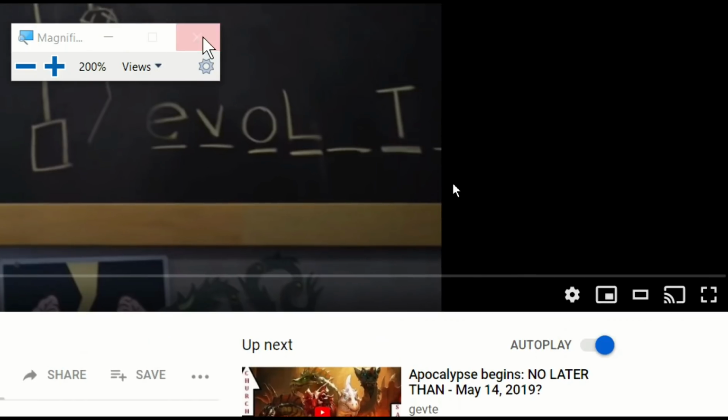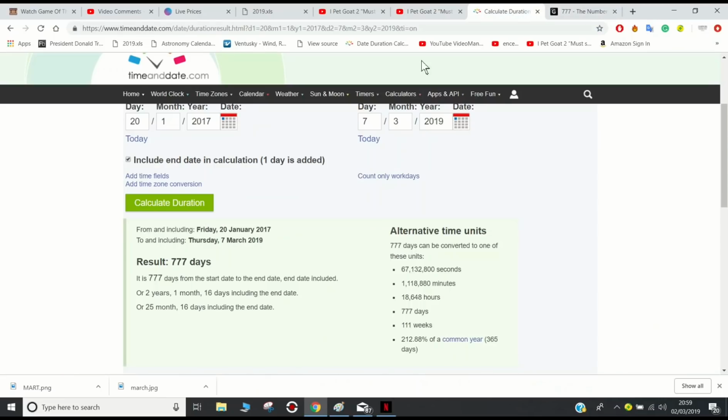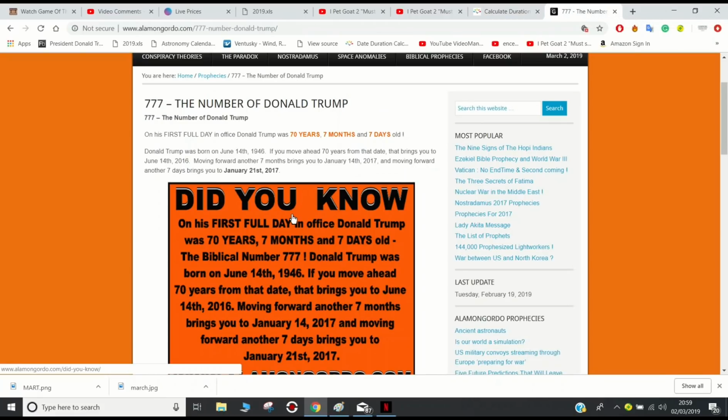Now, March the 7th is interesting, particularly because it would be 777 days after Donald Trump became president, and we did a lot of investigation on that 777 and how 777, 77, the number 770 all seems to connect to Donald Trump in some way or another. Just for a quick reiteration, on his first full day in office, Donald Trump was 70 years old, 7 months and 7 days. So 777, you take out the 0 on the 70, which is biblical number 77, connected to Revelations.